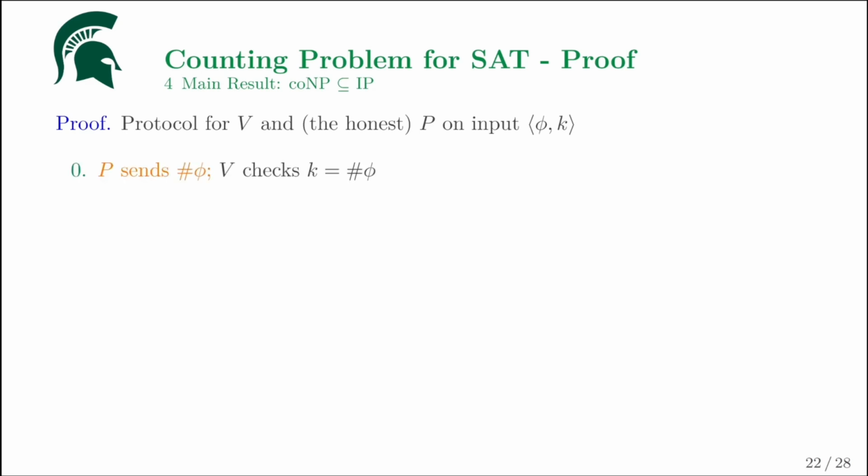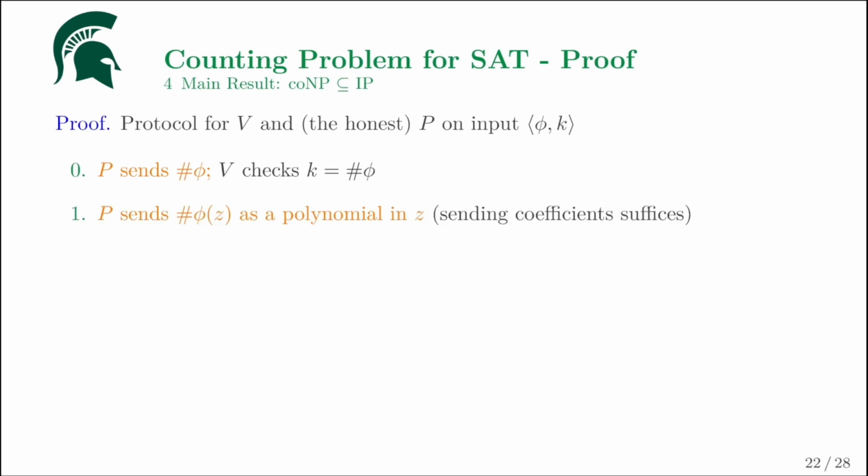First, the prover begins by sending the value of number phi, which represents the actual number of satisfying assignments for phi. At this point, the verifier simply checks whether this matches the value k that was given in the input. If there's a mismatch, the verifier immediately rejects.